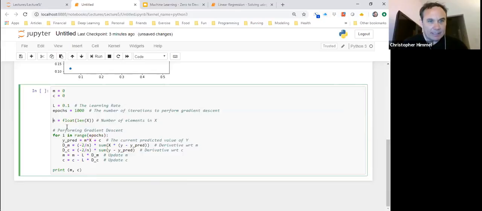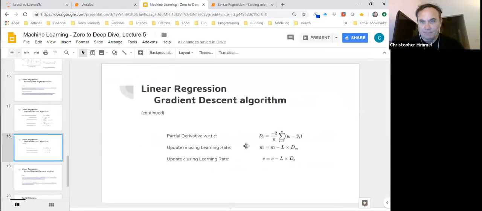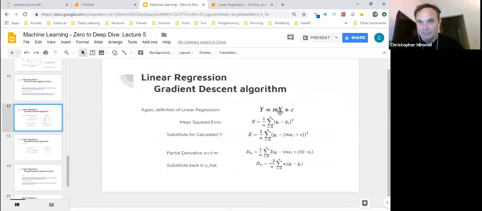Okay, and now I need to know how many elements are in X. So I just calculated that, the length of X. Calculated that N in the summation, 1 to N. So how many rows do I have?